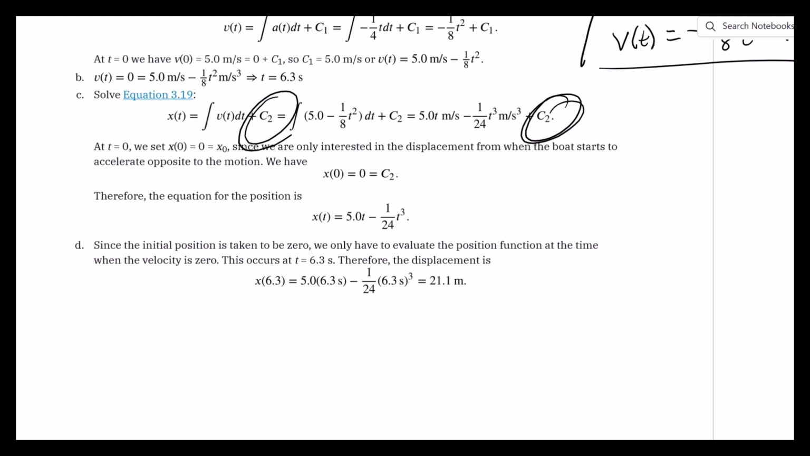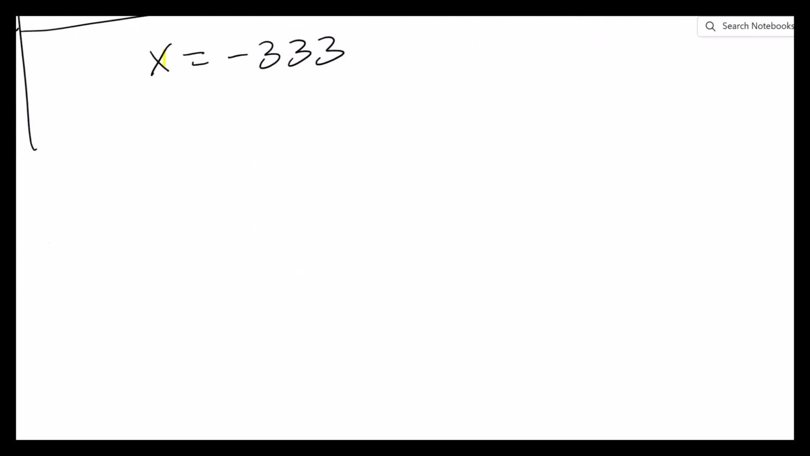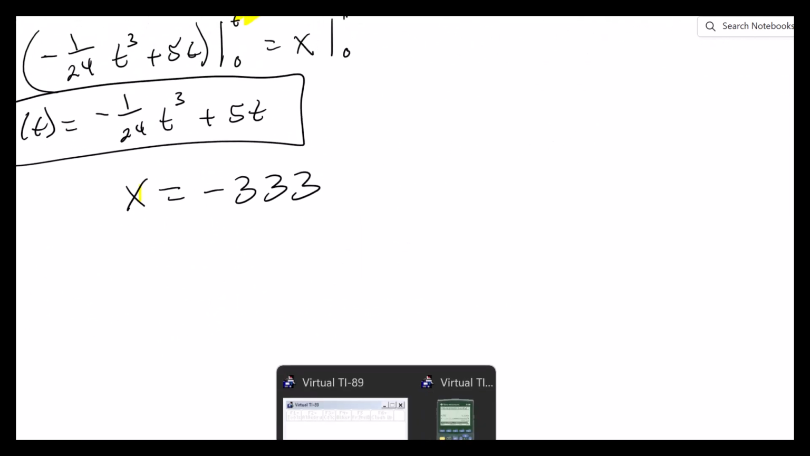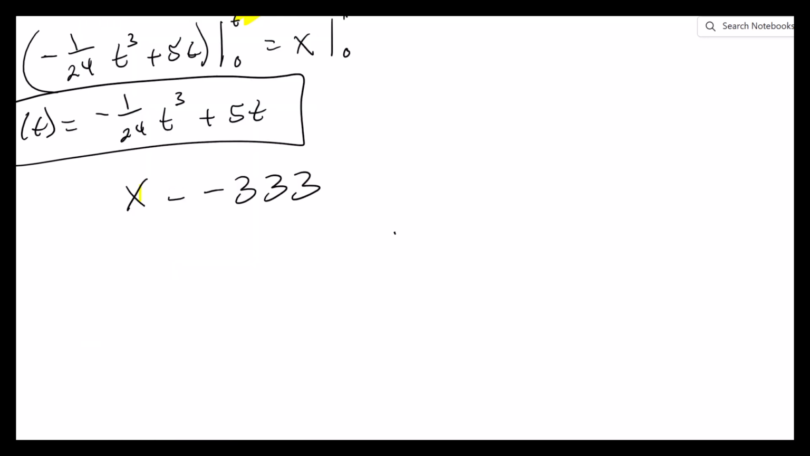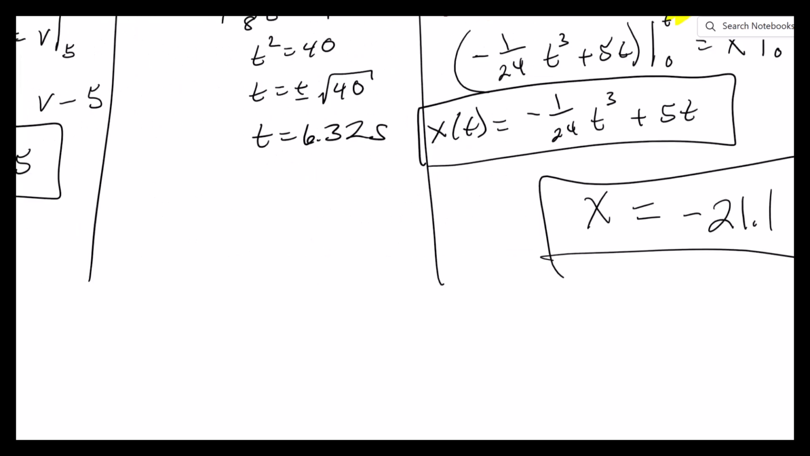333 meters. This is doing something weird. Did I do something wrong? Maybe I did. Let's see what happens. Oh, I put them all in as multiplication instead of a plus sign. That's why it doesn't make any sense. It seemed really big. Okay, 21.1. There we go. So x equals negative 21.1 meters. Yay.